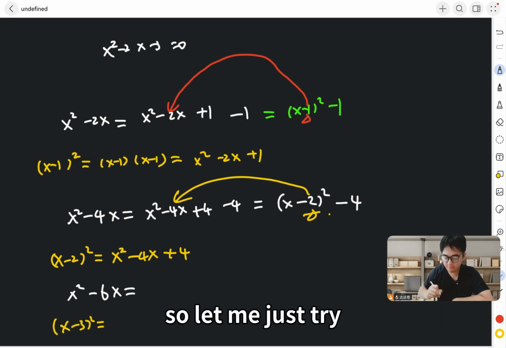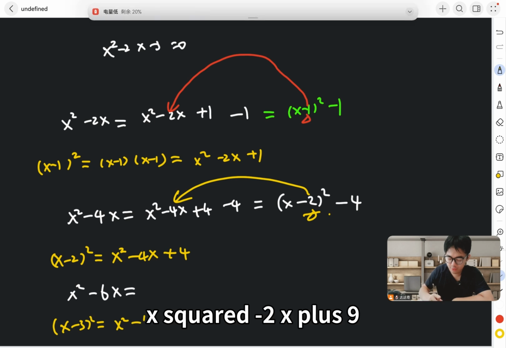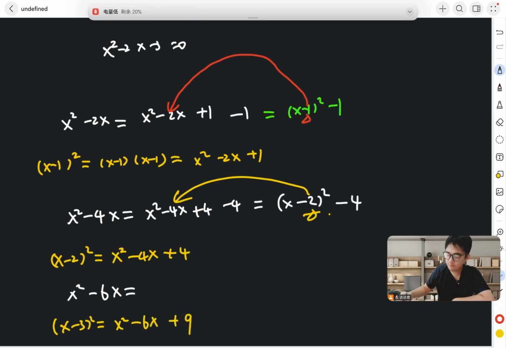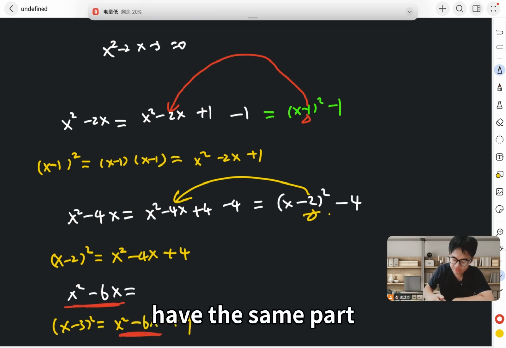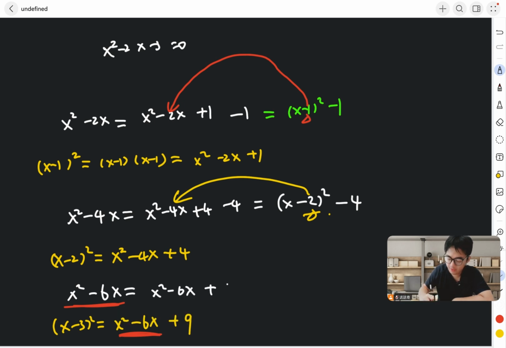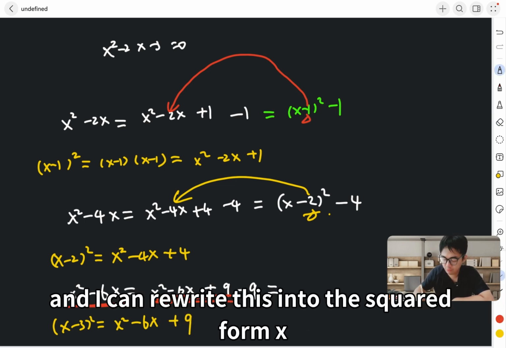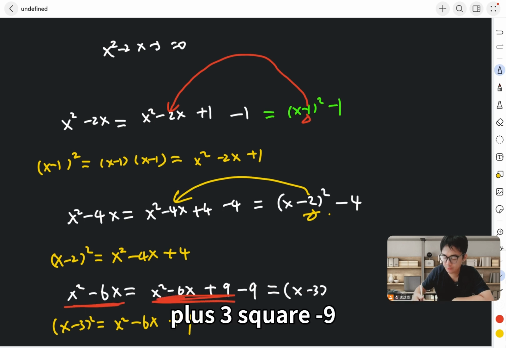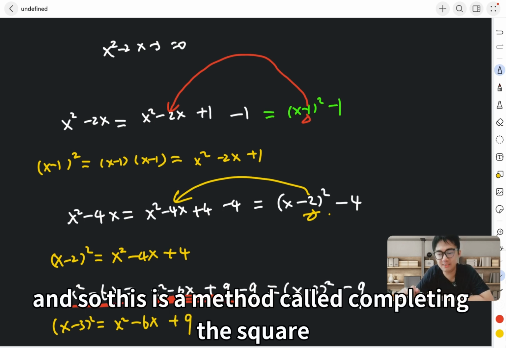So let me just try to expand this. x squared minus 2x plus 9. So you see, they have the same part. And all I need to do is just plus 9 and minus 9. And then this occurs again. And I can rewrite this into the squared form, x plus 3 squared minus 9. And so this is a method called completing the square.